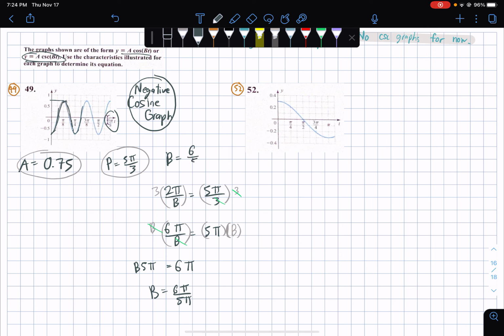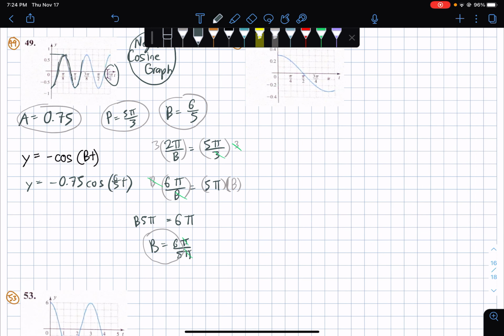Anyways, let's consider b is 6 over 5. So with that in mind, we know that it's a negative cosine graph. The template for a negative cosine graph is something like this: y is equal to negative a cos bt. The amplitude is 0.75, so y is equal to negative 0.75 cosine, our b is 6 over 5, then t. So I think this is the final answer.